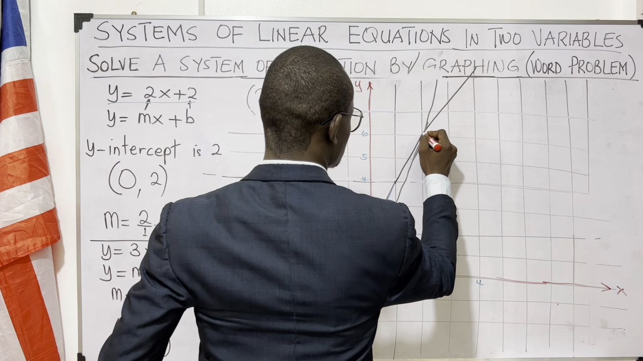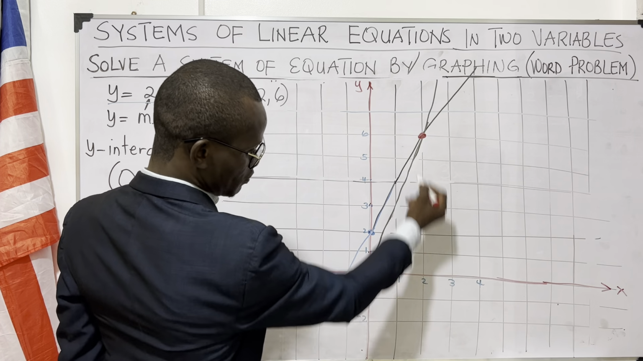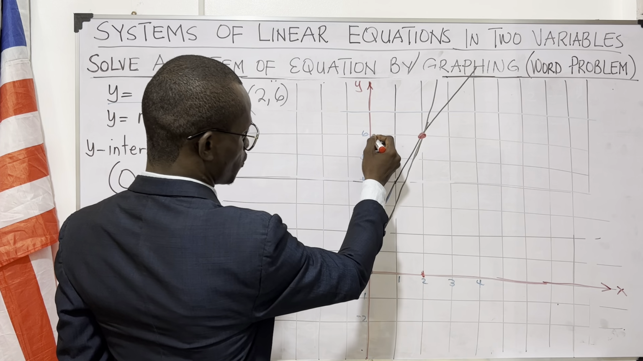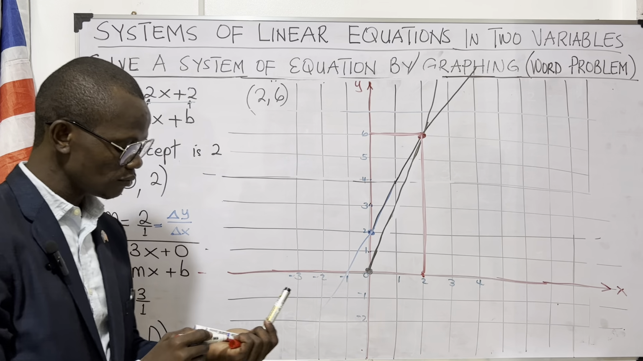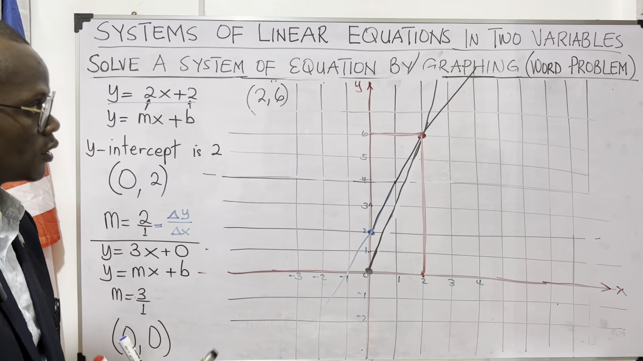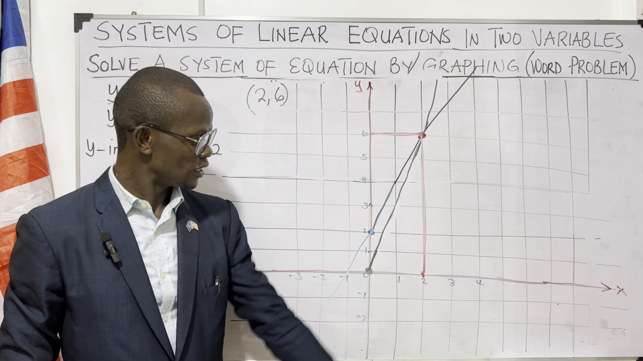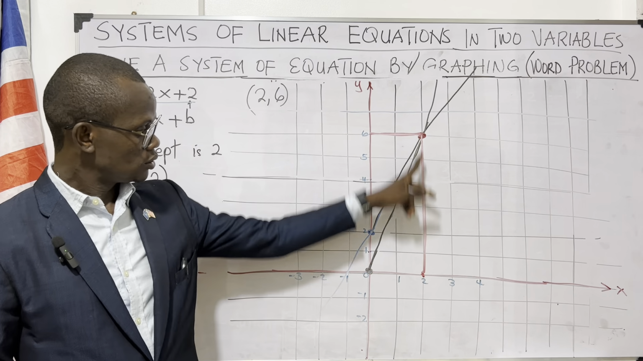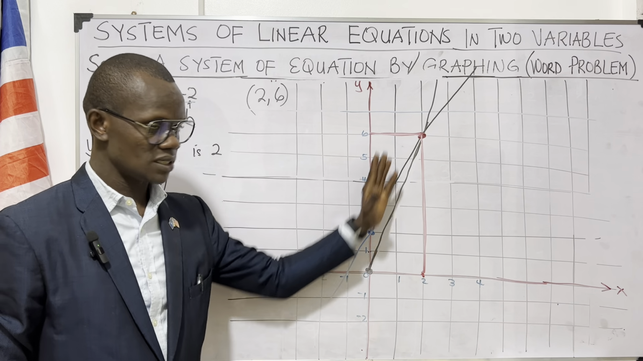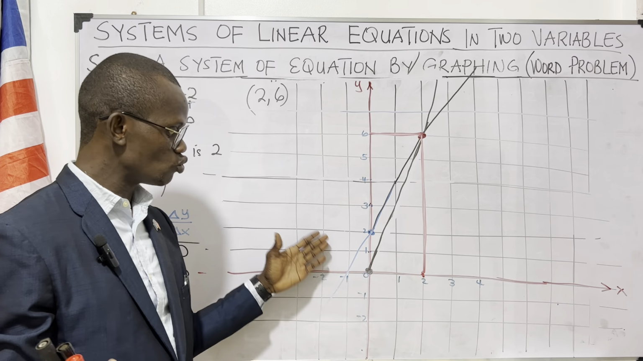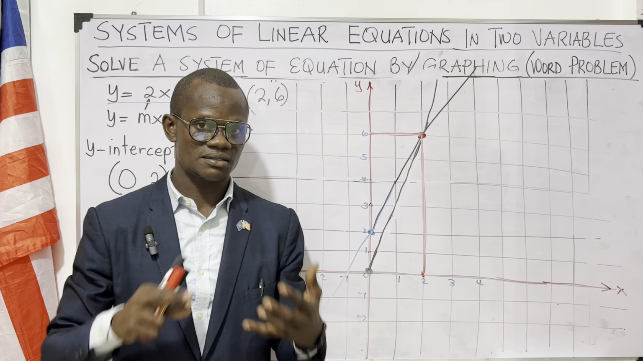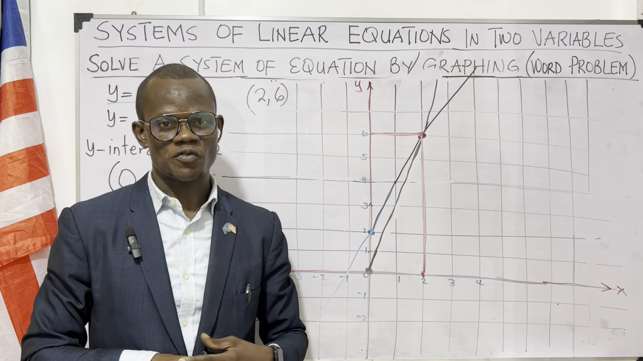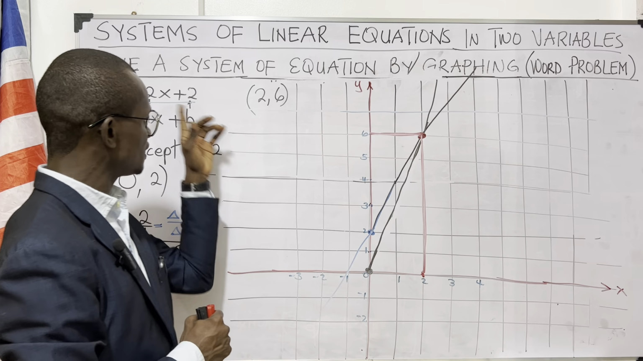So where do they intersect? Right here. We see when x is 2, y is 6. If you have graph paper, you can do this correctly, and you will notice that at this point the two graphs intersect. Where the 2 lines meet, since this is a linear equation, that's exactly the point we refer to as the solution set to the system of equations.